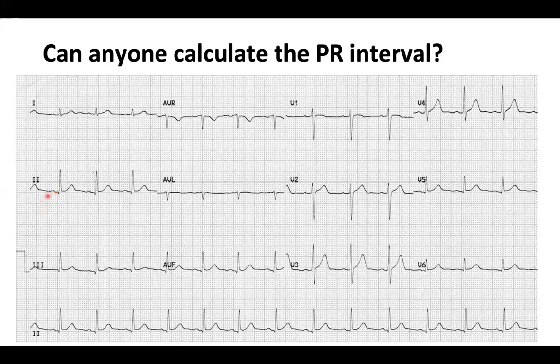If you go to standard lead 2, at the beginning of the P wave, and then we start counting: 1, 2, 3, 4, 5. About 5. 4.5 is probably the most accurate because, like you said, it is quite tricky to see.